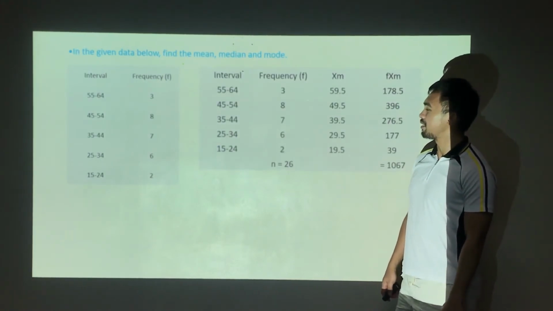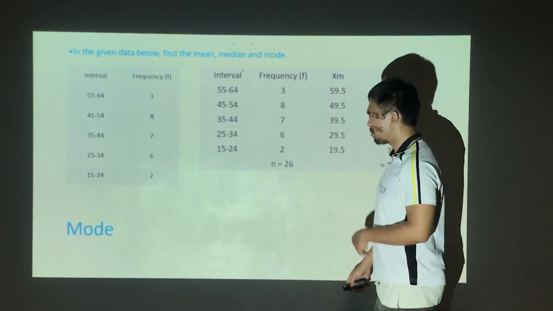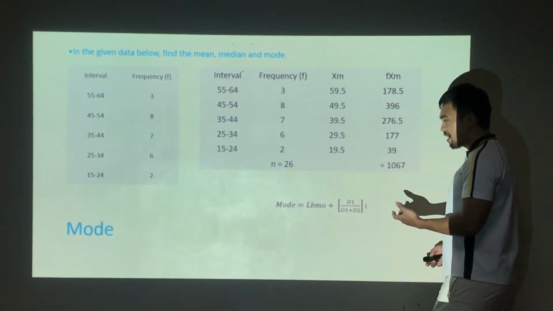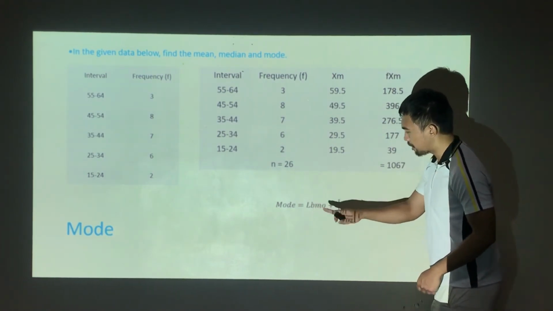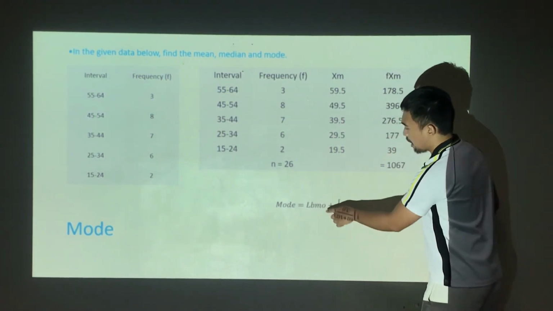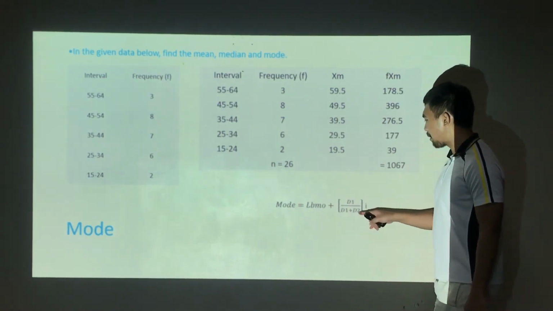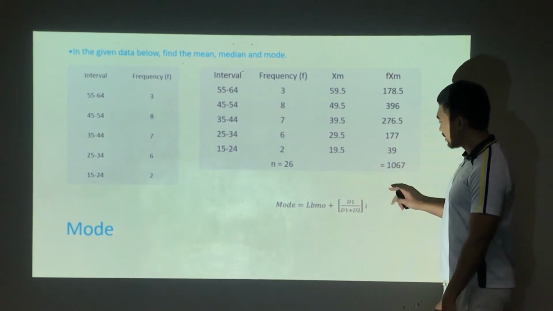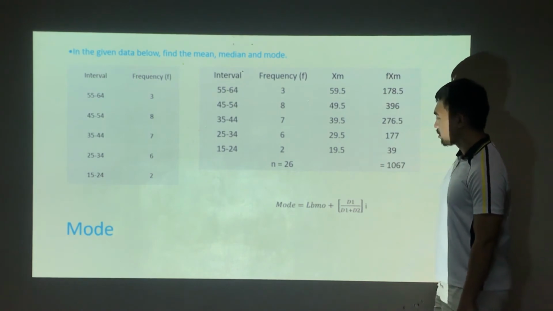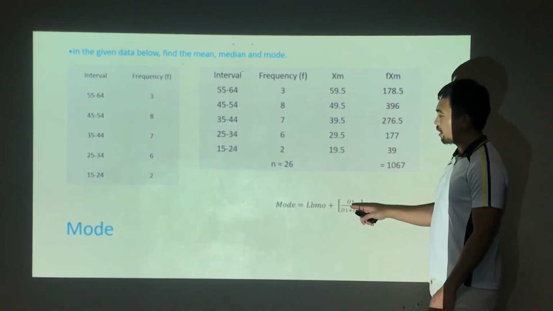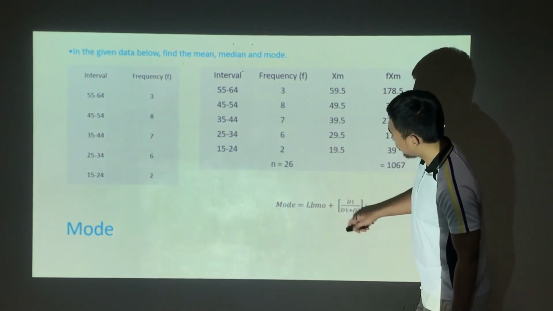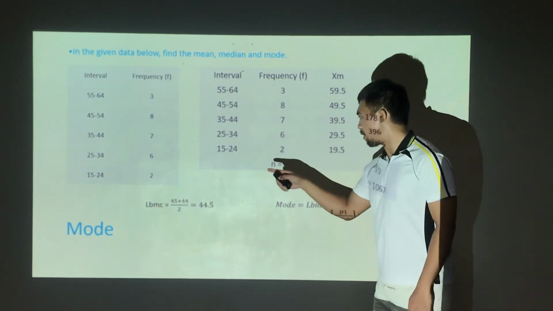And for the last part, let us solve for the mode. How are we going to solve for the mode? Mode is equal to, of course, the lower boundary. It should be C naught also, remember that. LBC, lower boundary, plus D1 over D1 plus D2 times our given interval. To solve for this, we will be looking for these given sets of equations. How do we solve for our lower boundary?